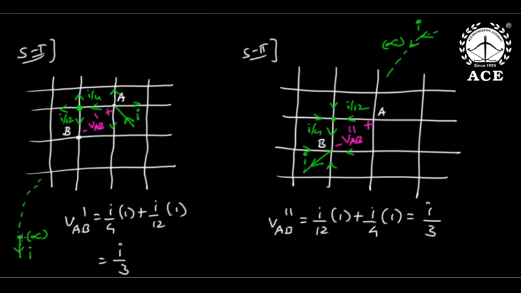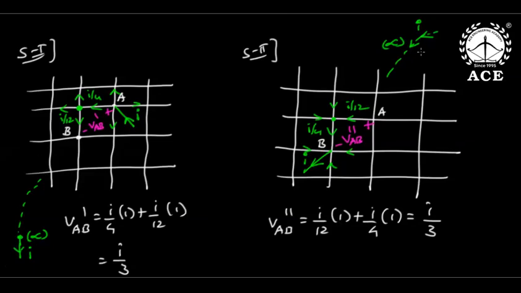Now, this infinite node where I am collecting and this infinite node where I am giving are the same node, where incoming current equals outgoing current. Yes, KCL is satisfied.